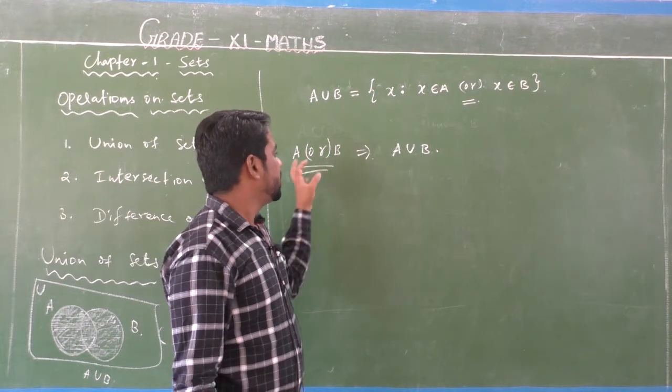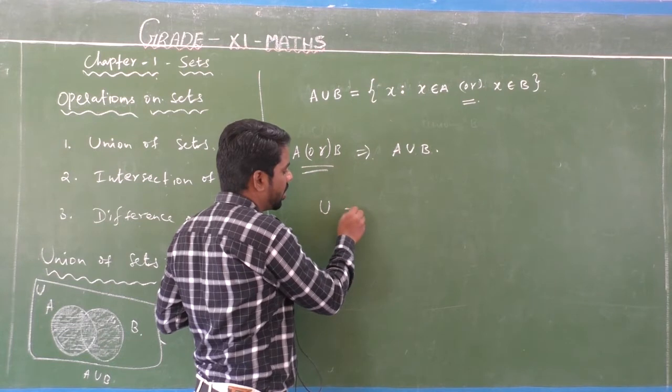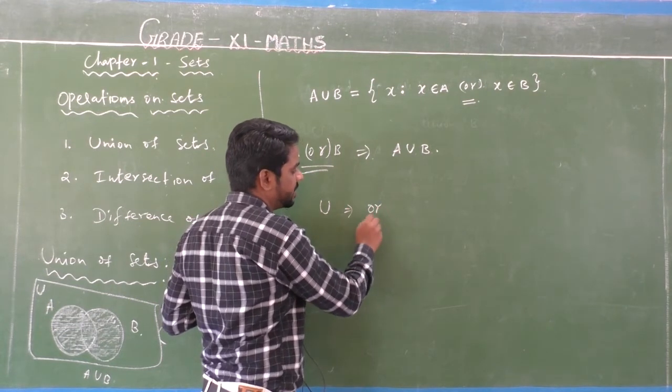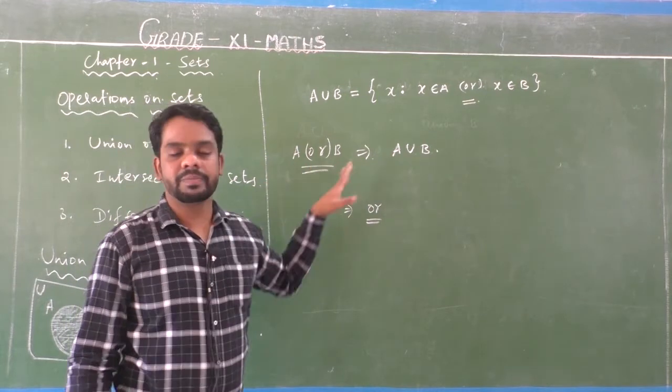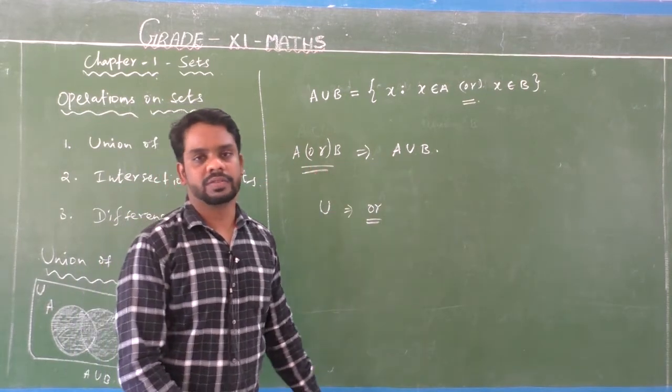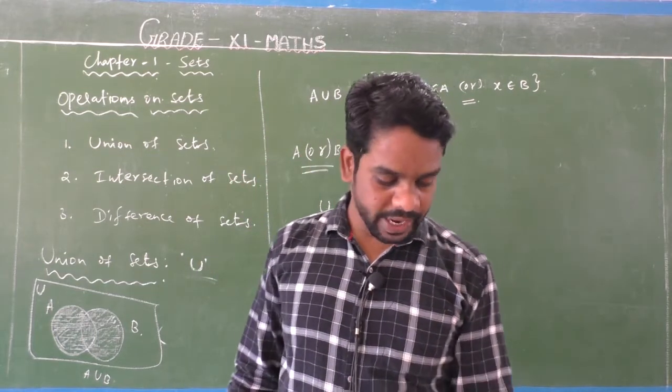So the union symbol means or. A or B means A union B, nothing but A union B only. Okay? Right. Some properties of the operation of union.